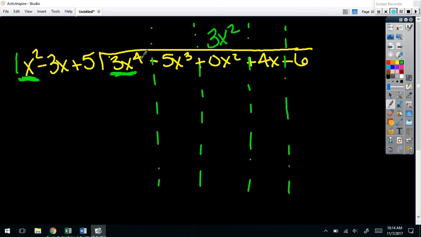Now we're going to go to 3x. You have to go down, right? Wait, I have a question. Would it be 3x to the second? Is that where you're going to put that? That's the first term in your answer. That's what I wrote at the top.